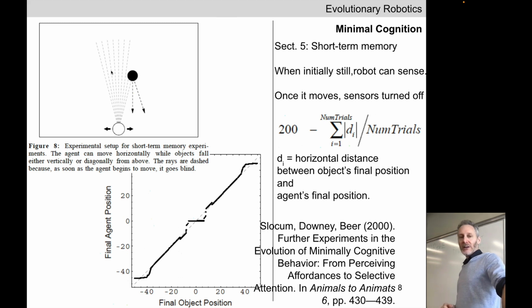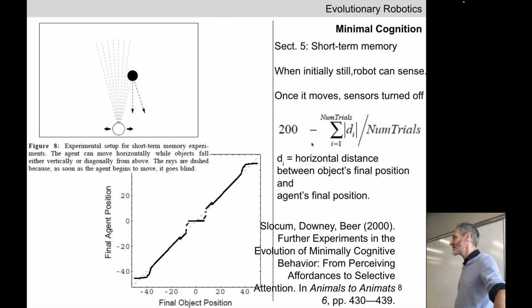Yeah? You're going to drop a single object that might fall straight down, might fall diagonally, might fall slowly, might fall quickly. The robot's got to see the object, figure out whatever it needs to figure out in the CTRNN, and then start moving so that its horizontal position is the same as the horizontal position of the object when the object gets to the ground. Make sense? Okay.